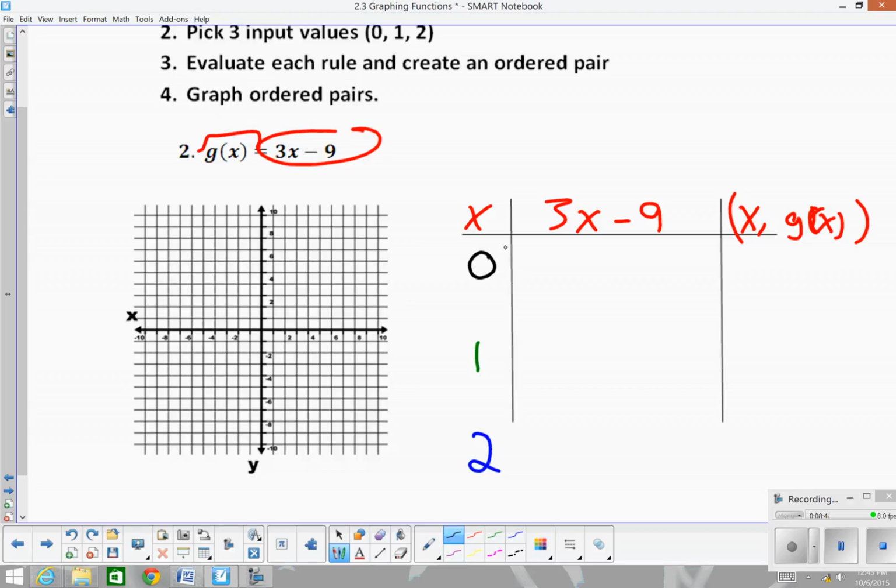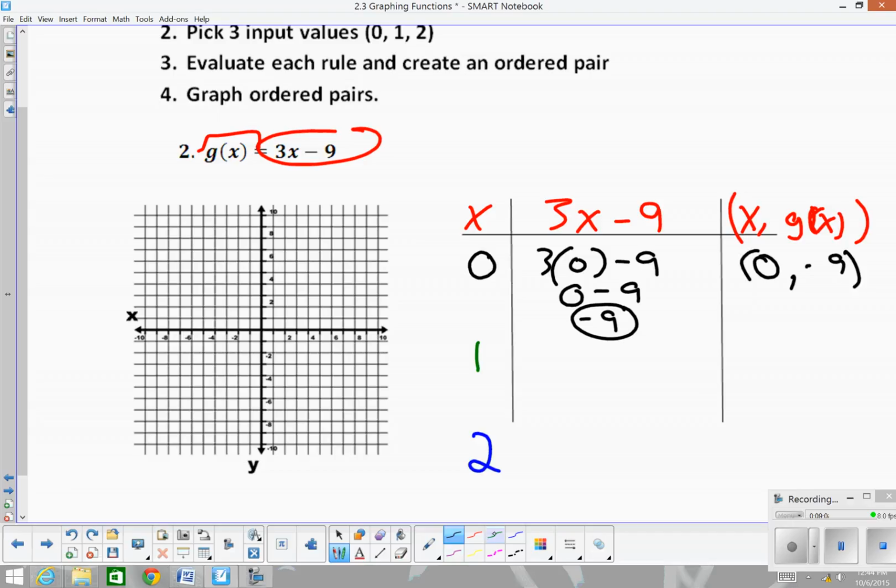Alright, good. So now, let's start with my 0. So all I'm going to do is plug that 0 in. So it's going to be 3 times 0 minus 9. I go ahead and evaluate. 3 times 0 is 0. Minus 9. 0 minus 9 is just negative 9. So my input is 0. My output is negative 9.